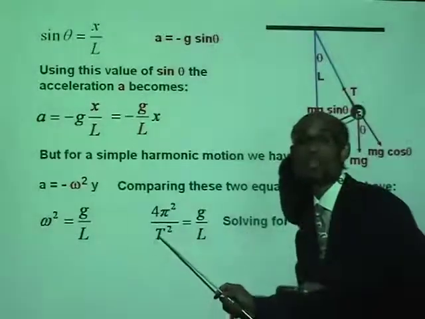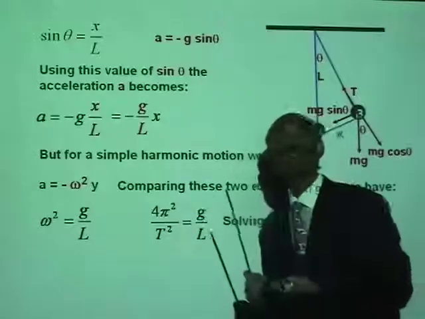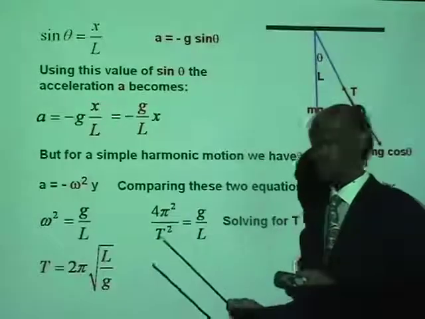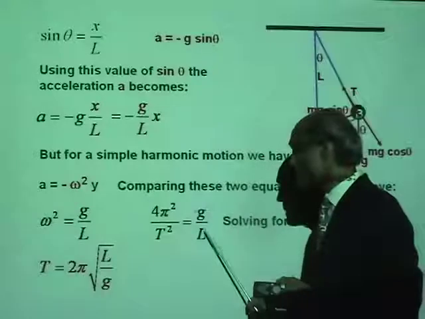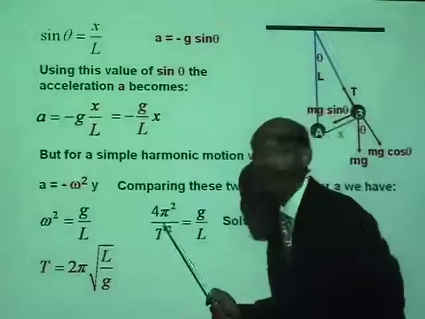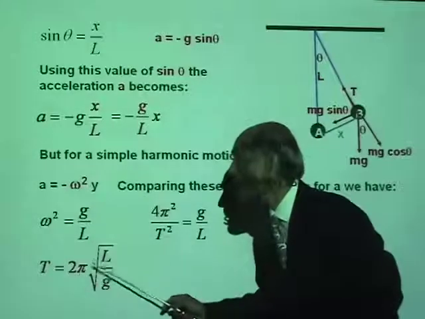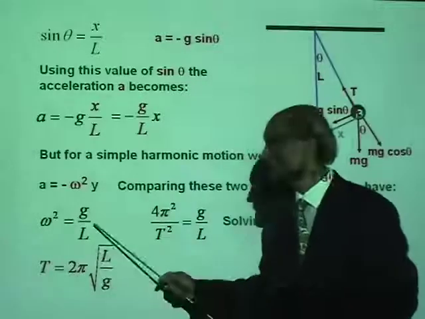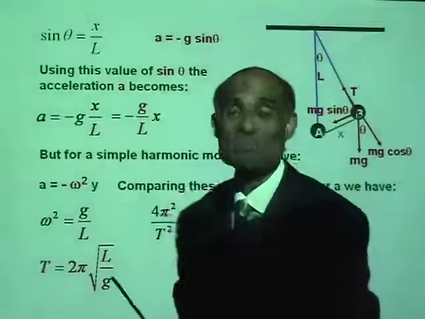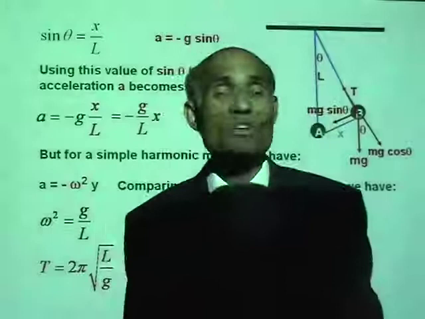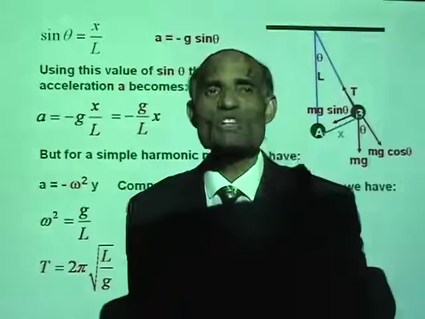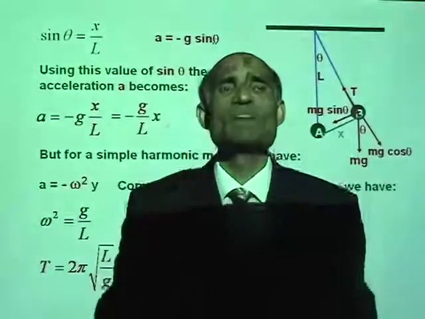4 pi squared over T squared equal to g over L. Can you solve for T squared from this equation? Well, T squared equal to 4 pi squared times L over g, and take the square root of that. T equal to 2 pi square root L over g, and this is the equation for the period of a simple pendulum. So I want you to now go back and tell me what is the period of oscillation of a loaded spring that we developed.